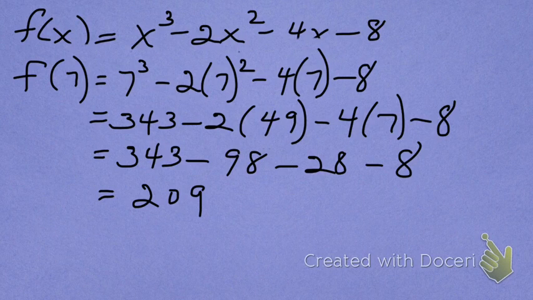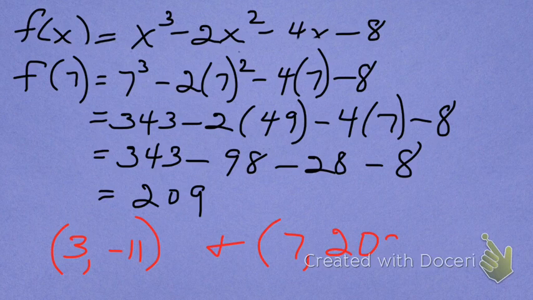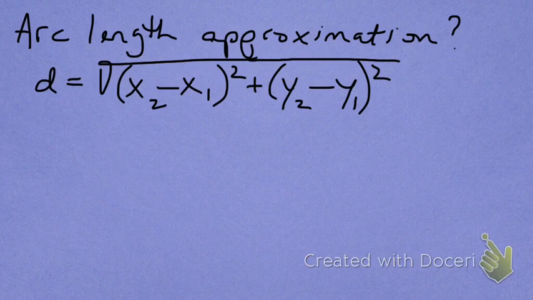We now have our coordinates from the graph. That's 3 and negative 11, and 7 and 209. We want to find out how far it is from here to there. Now we're going to have a not so accurate approximation, since we're considering the distance between those points using a line as opposed to a curve. Let's just go for it.